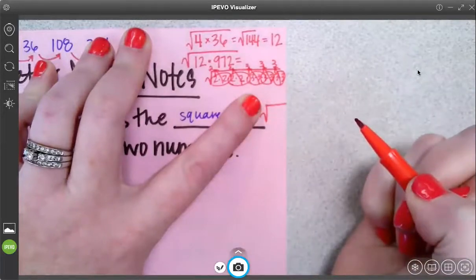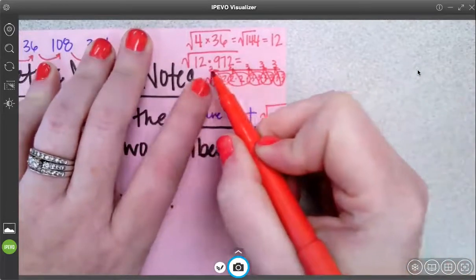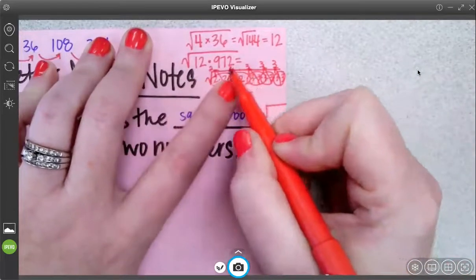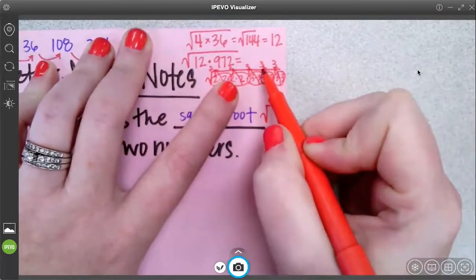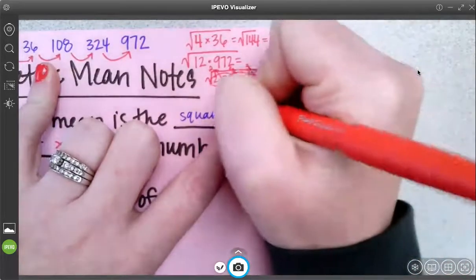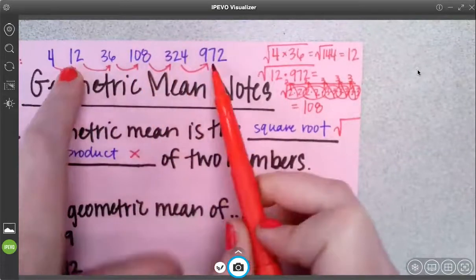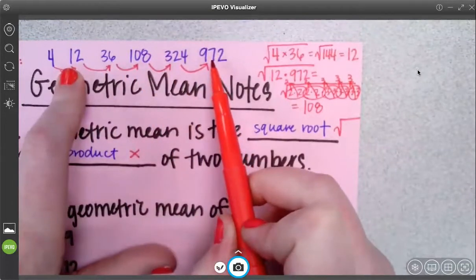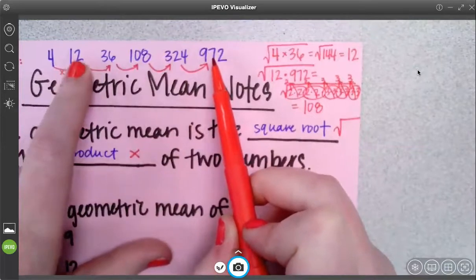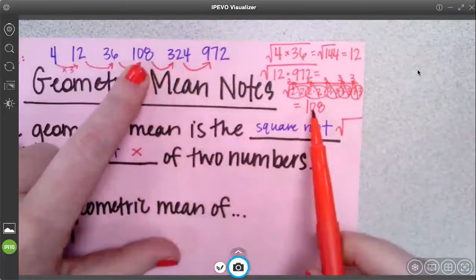Okay, now you can do those however you want to. If you want to type them in your calculator, that's fine. I'm going to do 2 times 3, which is 6, and then 2 times 3, which is another 6. And so those two 6s are going to make 36. And then 36 times 3 is 108. And as you can see, that's exactly what it's supposed to be. The geometric mean of 12 and 972, which is just the number in the middle of this sequence, is 108, just like we calculated.